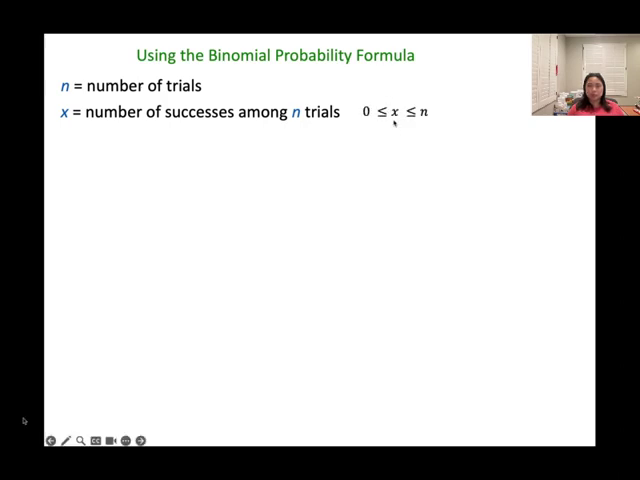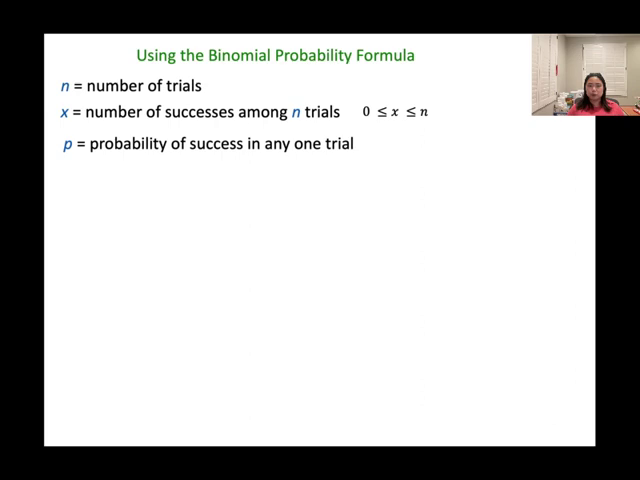And then keep in mind that the X is always in between 0 to n. Okay, so think about it. If you only have 10 coupons, there's no way you can get the 11th coupon, right? So the X is always in between 0 and n.